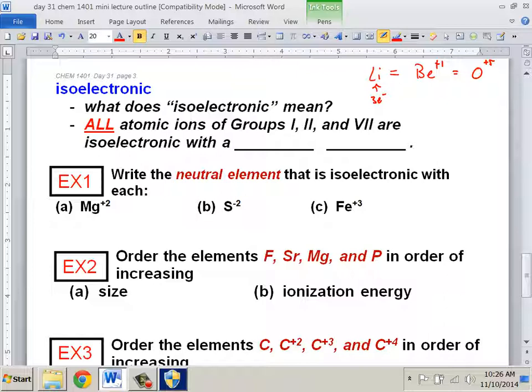So all these atomic ions of group 1, the alkali, group 2, the alkaline earth, and group 7 are isoelectronic with a blank. These ions. So group 1, that'd be like sodium ion. Group 2, what's something in group 2? Calcium, the ion it formed. Group 7, like bromine. These are all isoelectronic with a what? With a, starts with an N, noble gas.